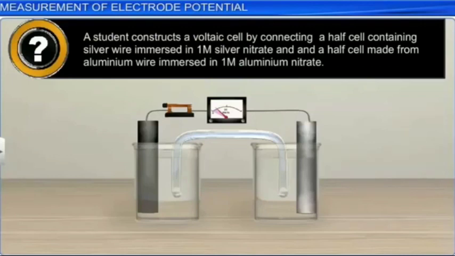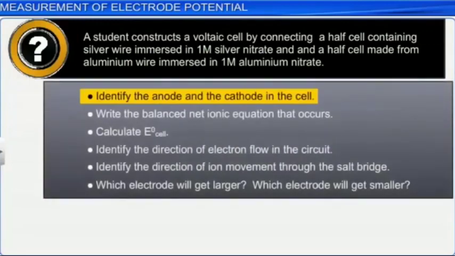We'll develop our skills by completing a practice problem. Consider this situation. A student constructs a Voltaic cell by connecting a half cell containing silver wire immersed in 1 M silver nitrate and a half cell made from aluminium wire immersed in 1 M aluminium nitrate. Identify the anode and the cathode in the cell.